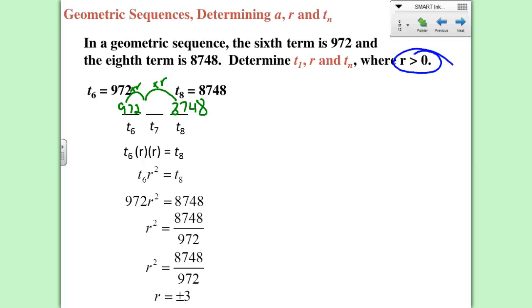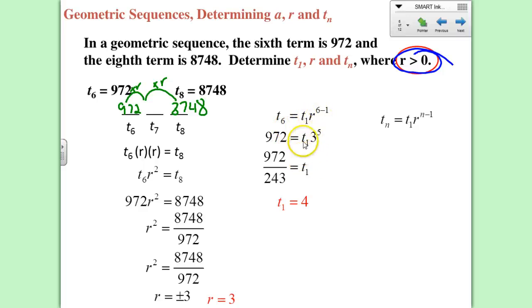So taking that into consideration means that the only one we really have to consider is the positive value of 3. And therefore, if r has got to be 3, then we can work this formula backwards to find out what T1 is. So term 6 is term 1 times r to the 5. And if we solve it for T1, we get 972 divided by 243, which is 4.